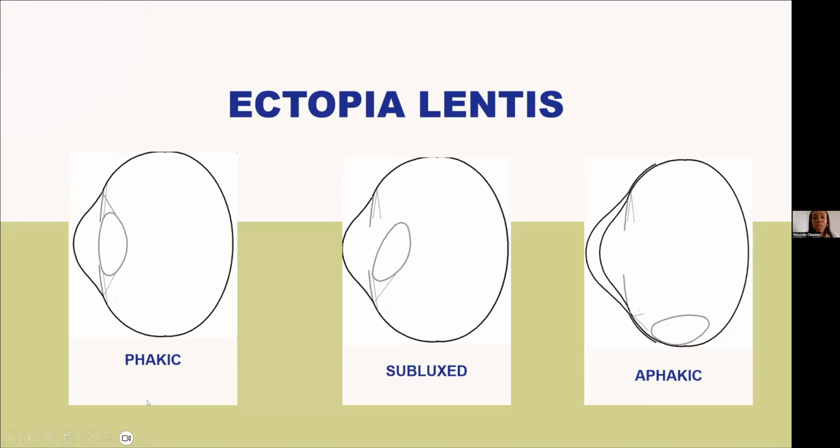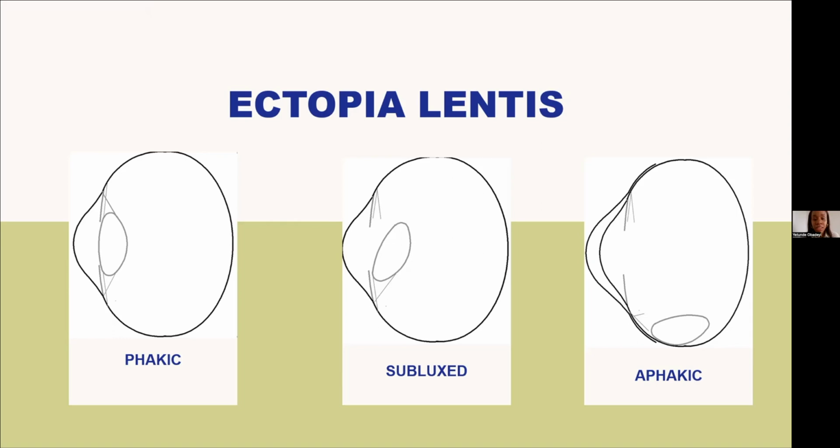Okay, so we're going to go back to those conditions that we discussed earlier. Ectopia lentis, this is the most prevalent ocular feature of Marfan syndrome. The first picture is where the crystalline lens, the natural lens that we're born with, is in the normal position.